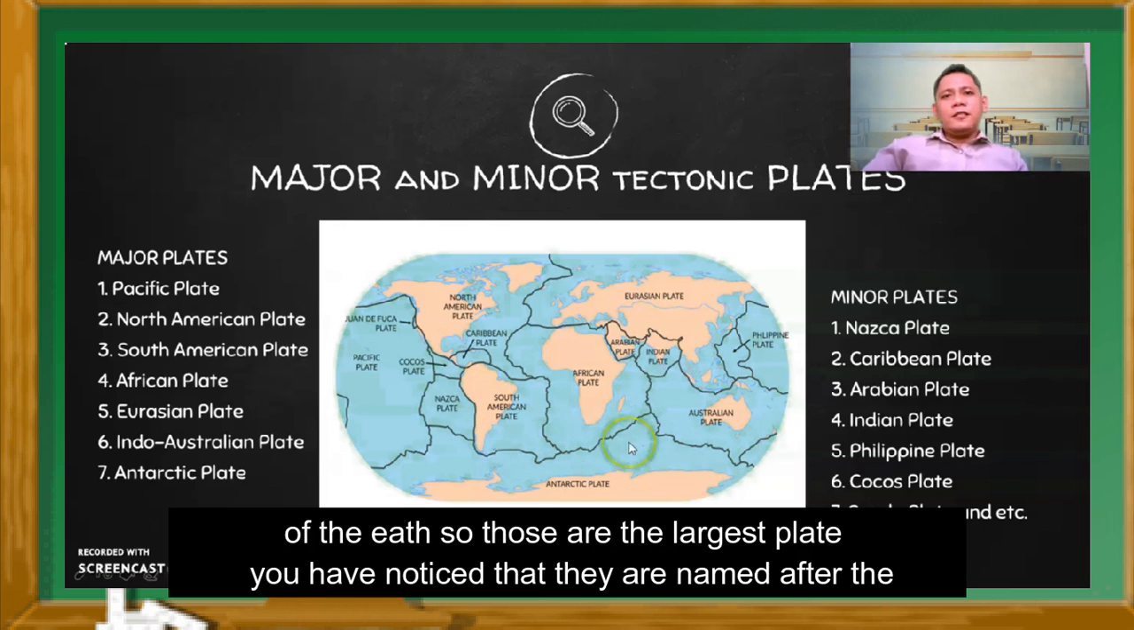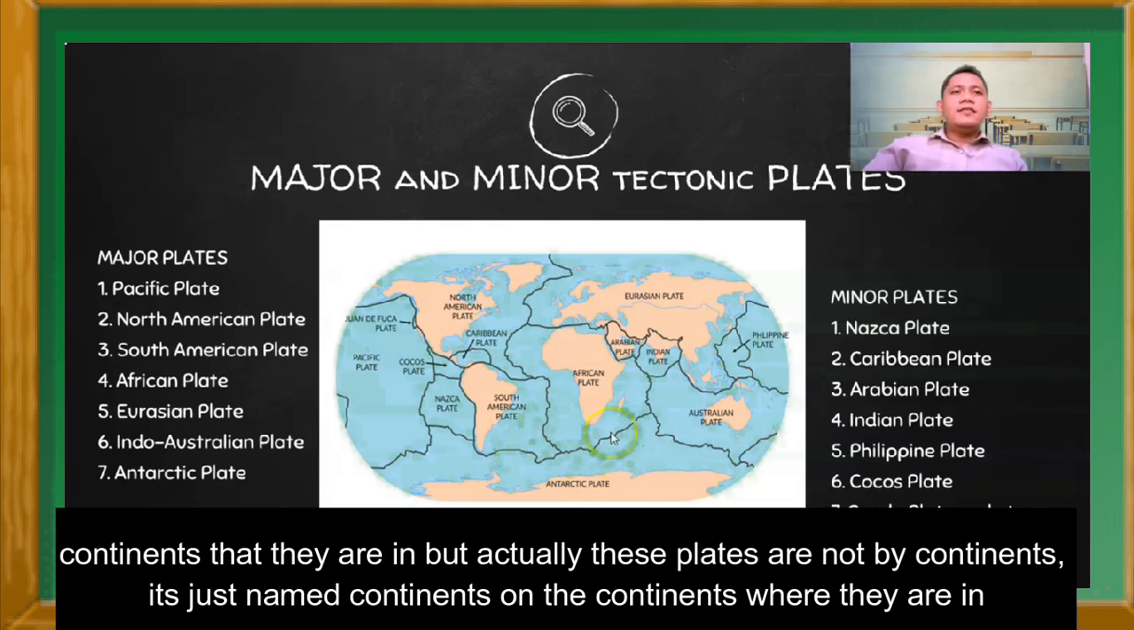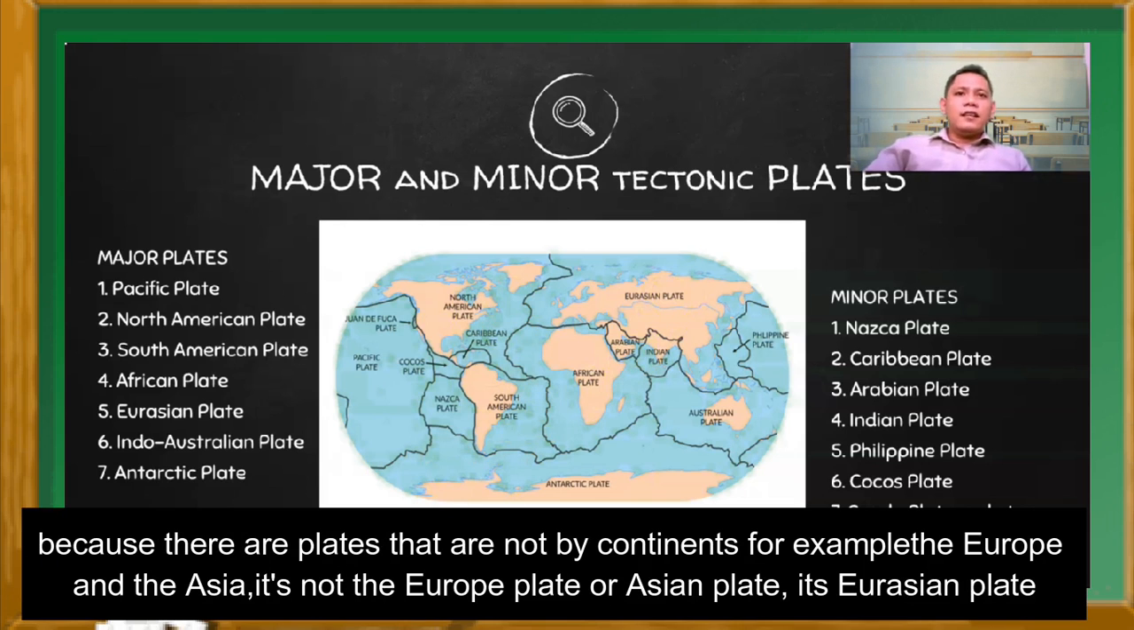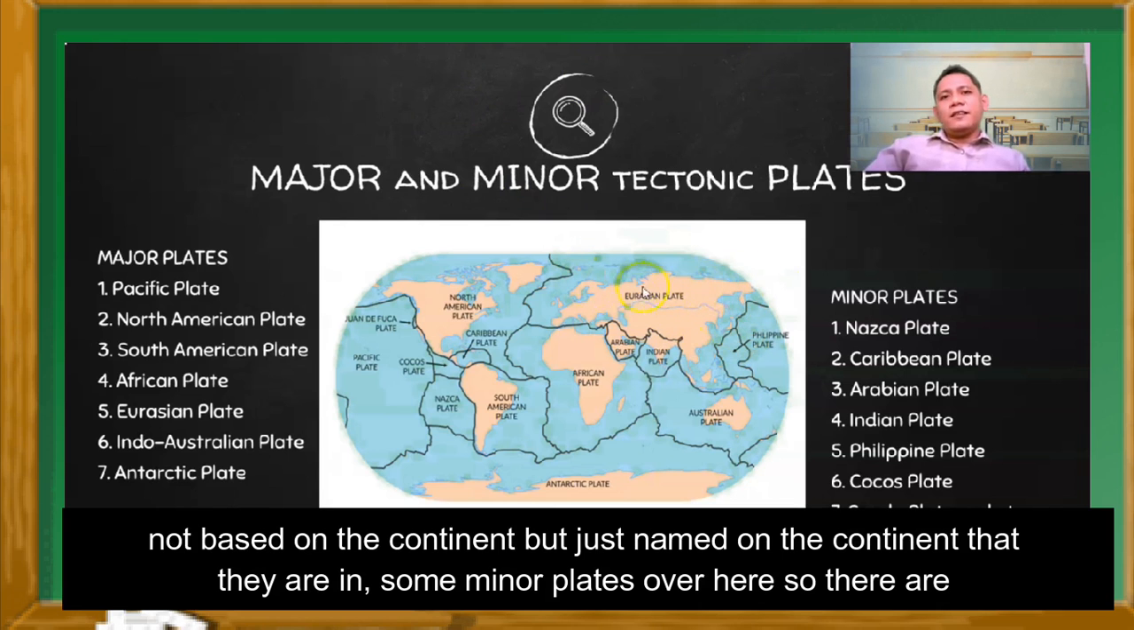You have noticed that they were named after the continents that they are in. But actually, these plates are not by continent. You know what I mean? It's not by continent, but it's just named after the continent in which they are located. Because there are plates that are not by continent, like for example here, Europe and Asia. It's not the Europe plate and Asian plate, it's the Eurasian plate. Remember, it's not based on the continent, but just named on the continent where they are located.